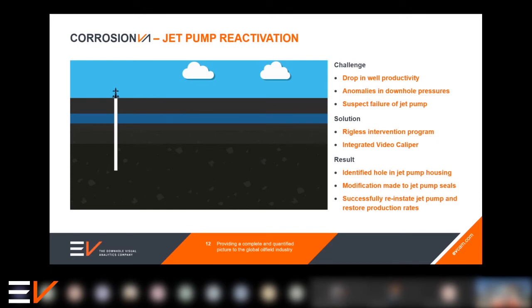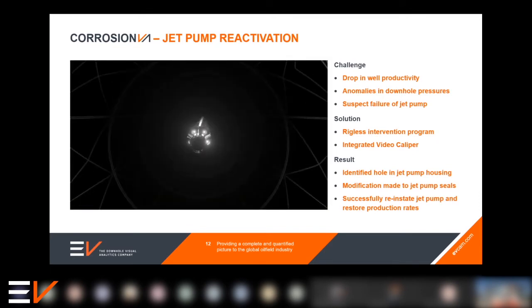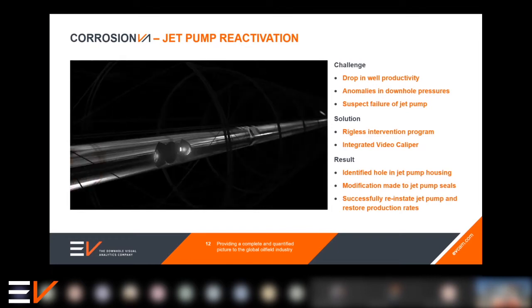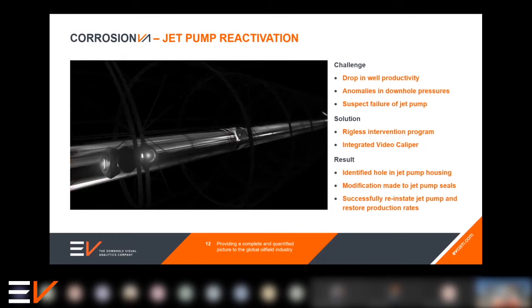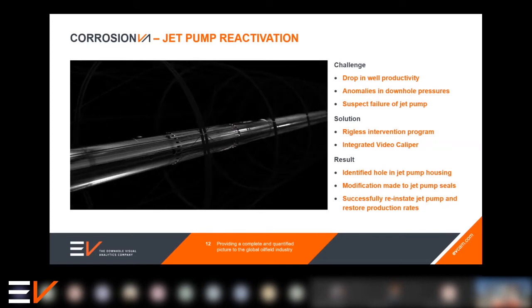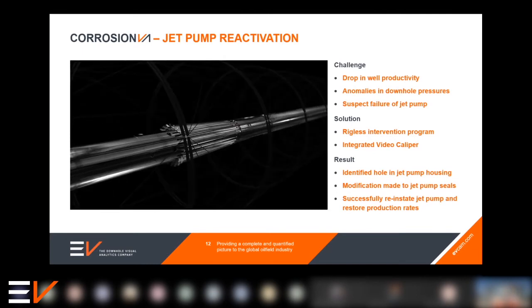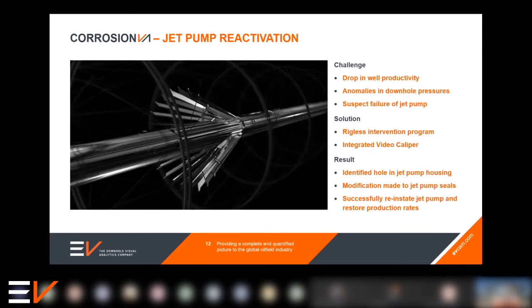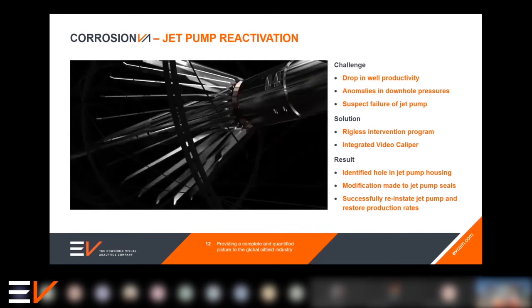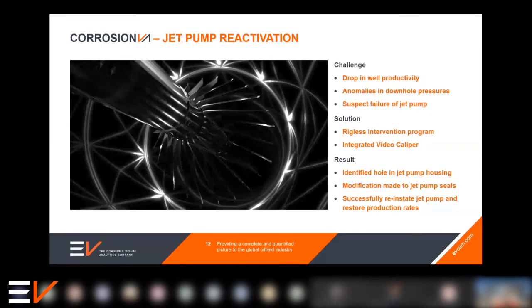Again, looking at the most likely candidates, they thought the jet pump and its housing may have failed. So to try and diagnose that, EV recommended the use of the IVC system, very much as we saw earlier on. And we'd use the multi-finger caliper to assess the overall geometry and condition of the pipe and the housing itself, but also the video elements to understand in detail what the surfaces look like and if there are any small anomalies in there.